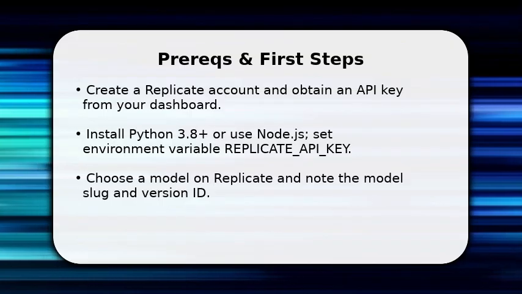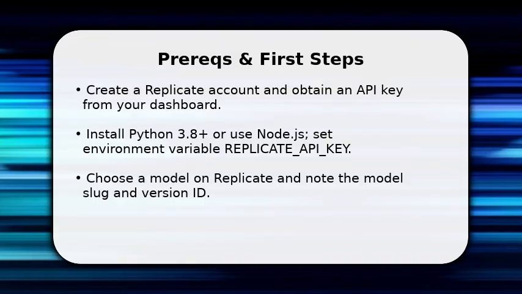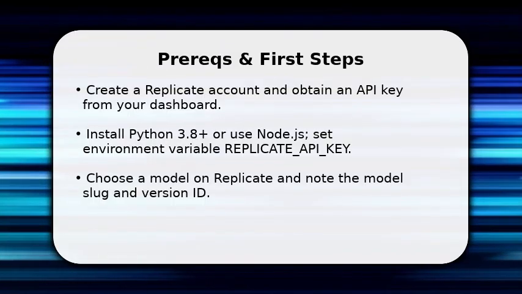Next, pick a model on Replicate and record its slug and version ID. This tells your code which model to call. Once done, you'll be ready to make your first API request and see outputs immediately.